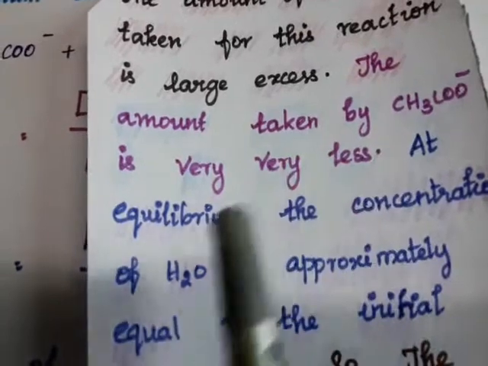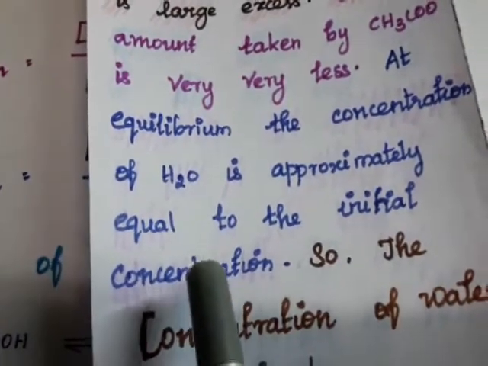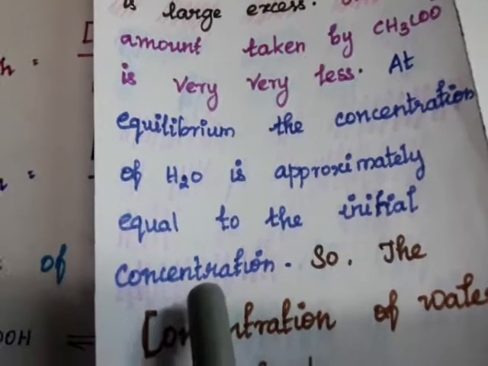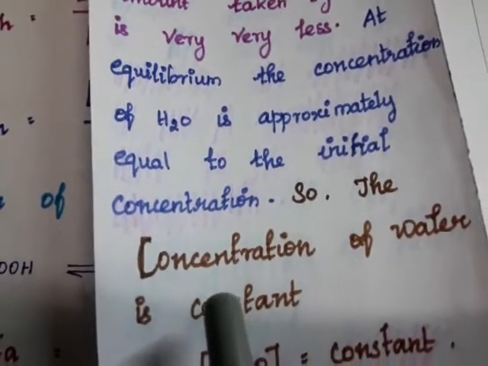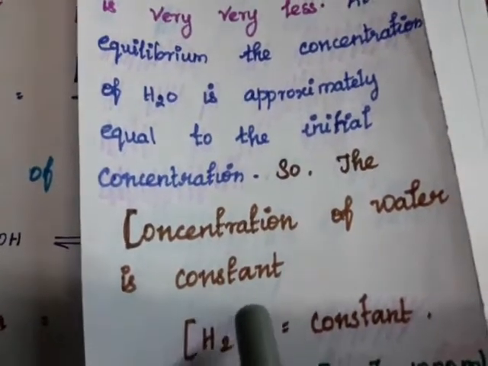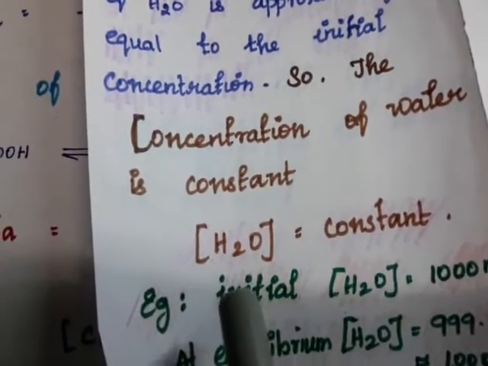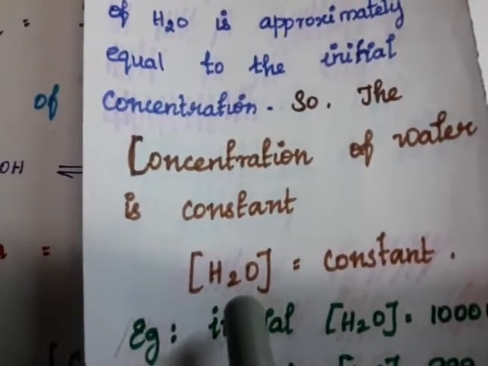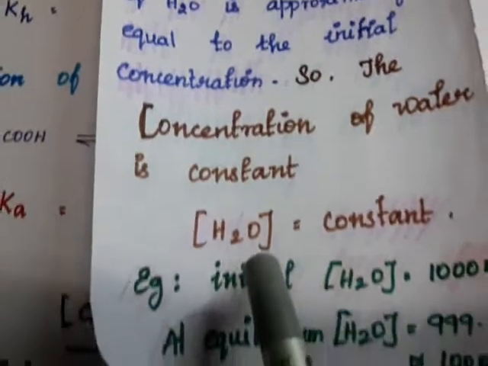So the initial concentration of water is approximately equal to the concentration of water at equilibrium. So there will be no change in the concentration of water. So the concentration of water is constant. And if it is constant, we need not mention it when we are writing Kh or whatever the equilibrium constant.